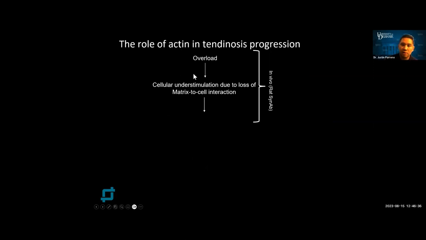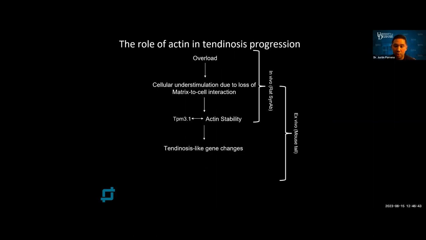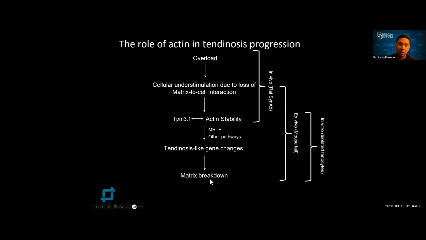So I hope to have conveyed to you, using our in vivo studies, that overload causes cellular understimulation due to loss of matrix-cell interaction. With our ex vivo model, that the cellular understimulation leads to destabilization of actin stability, which is regulated by tropomyosin 3.1, resulting in tendinosis-like gene expression changes, resulting in matrix breakdown. And with our in vitro studies, that tropomyosin really regulates actin stability to regulate matrix breakdown. And this is due in part to MRTF, but also other pathways that have not yet been identified are involved.